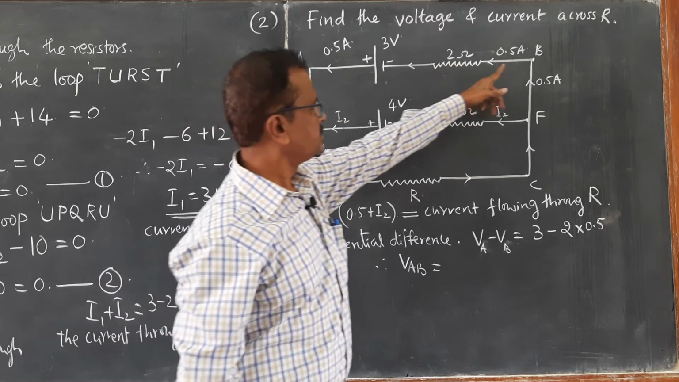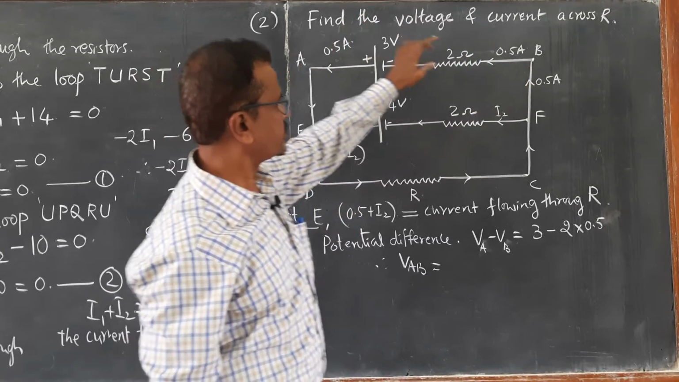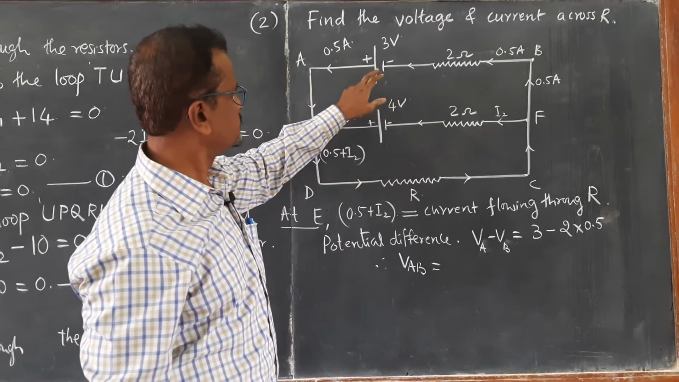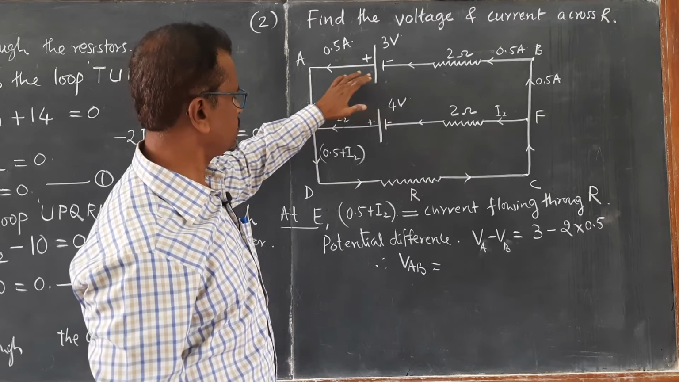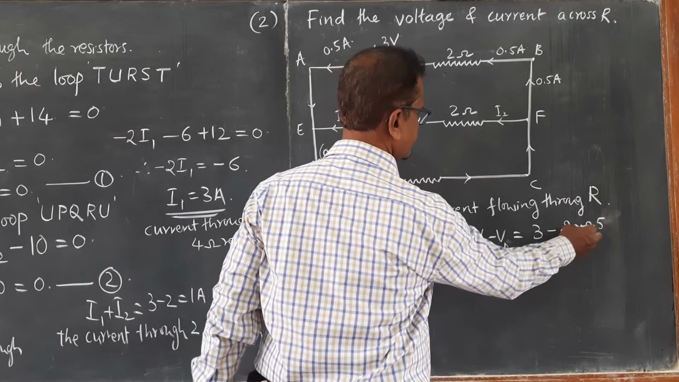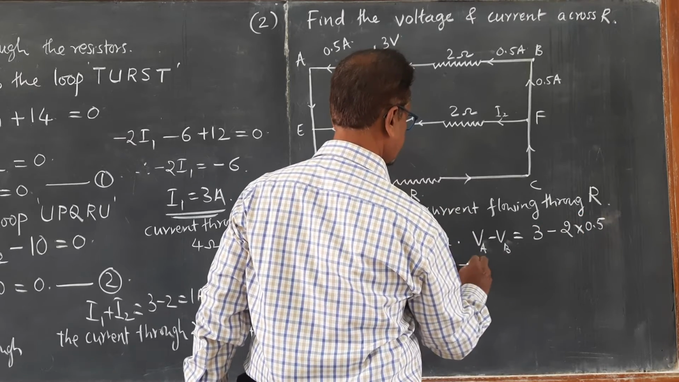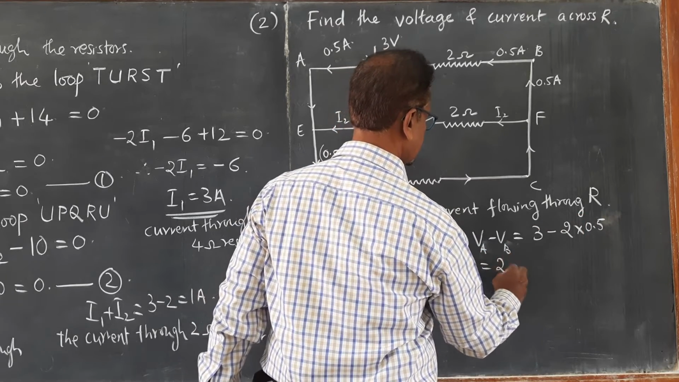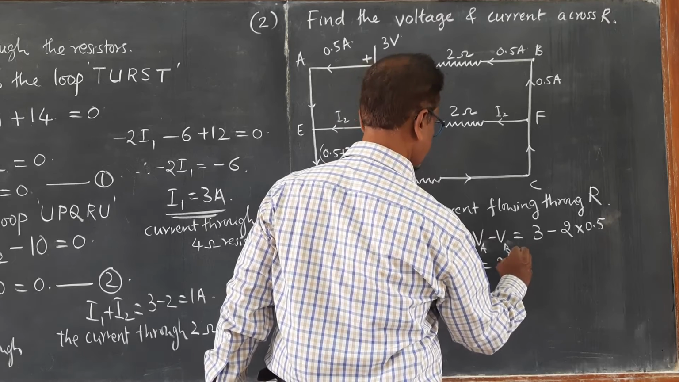There is a drop in potential from B to this point, right? There is a drop in potential, therefore it is taken negative. So it becomes minus 2 into 0.5. 3 minus 1 becomes 2 volts.